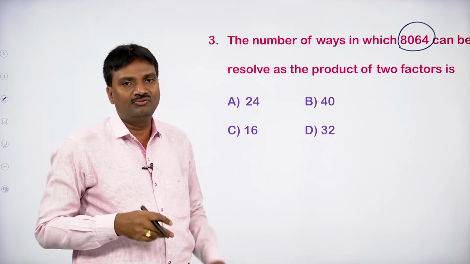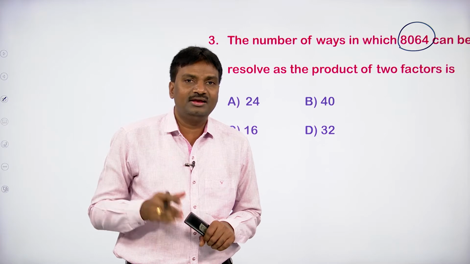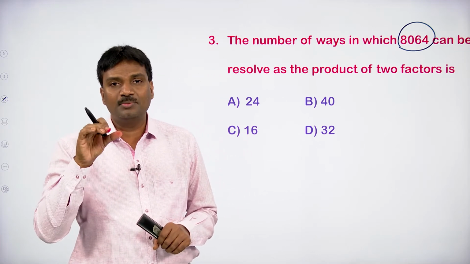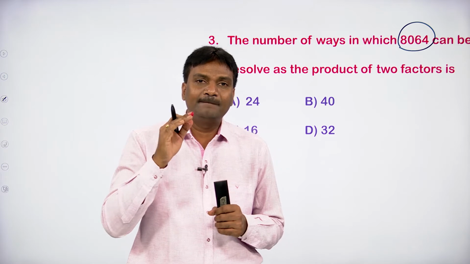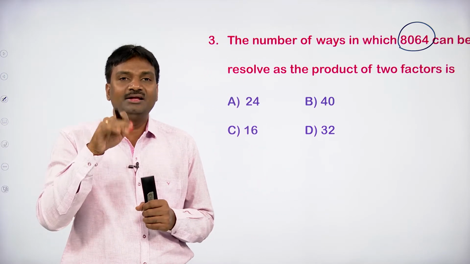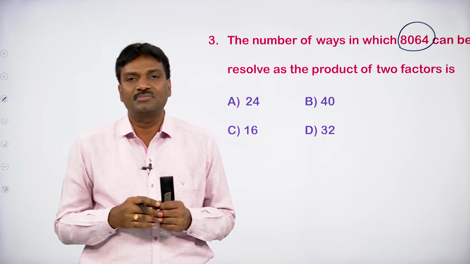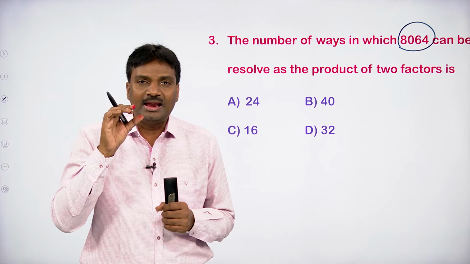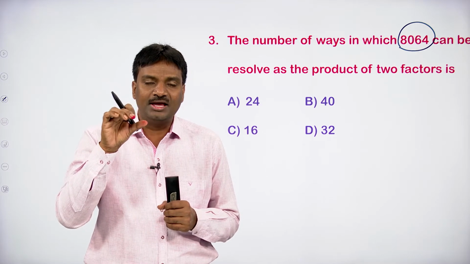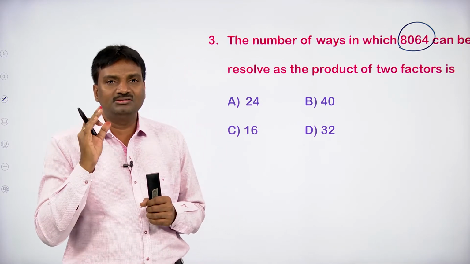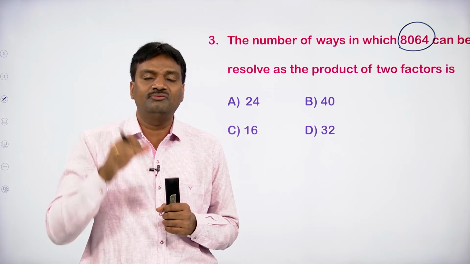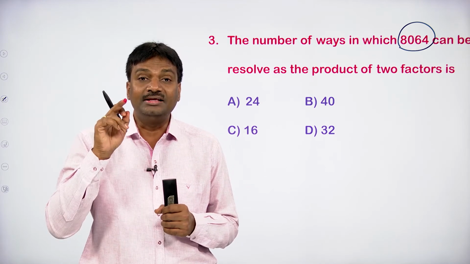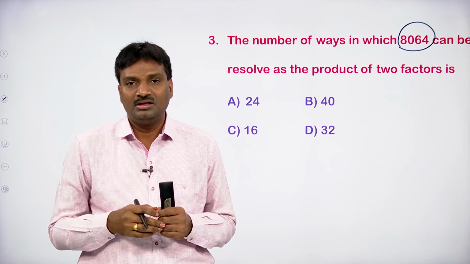So here we have one formula to express the given natural number n as the product of two factors. Here we have two cases: if the given number is a perfect square and if the given number is not a perfect square. If the given number is a perfect square, then the number of ways of expressing the given natural number n as the product of two factors is (d of n plus 1) by 2.